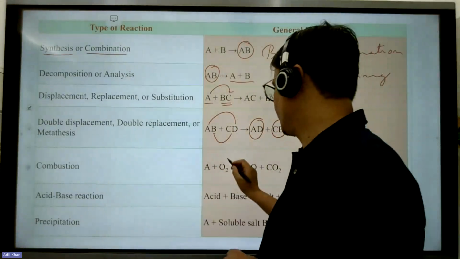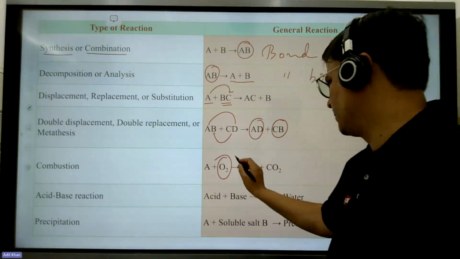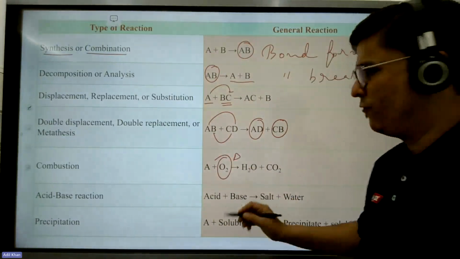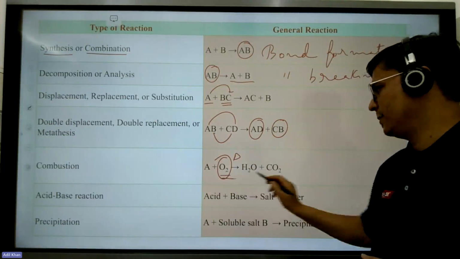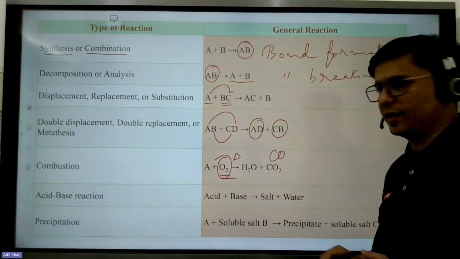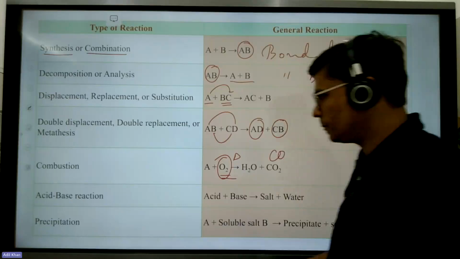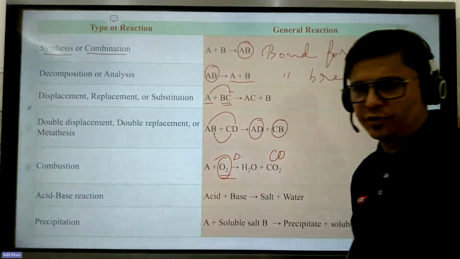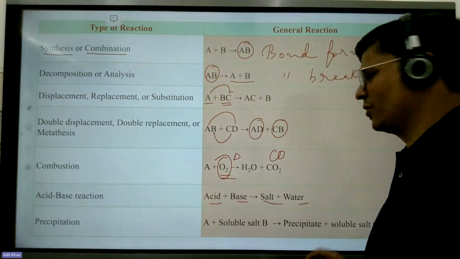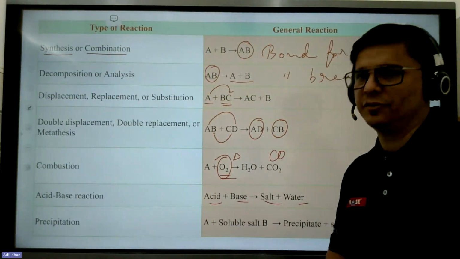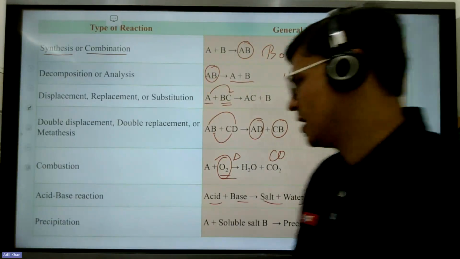So combustion reaction takes place in the presence of oxygen. When you supply heat, delta means heat, it forms water and carbon dioxide and heat and light. If the oxygen is less in amount, in place of carbon dioxide, you get carbon monoxide. Then you have acid-base reaction, which is also known as neutralization reaction. Acid and base, when they combine, give salt and water. We have discussed this in the previous session, so you know it in detail.